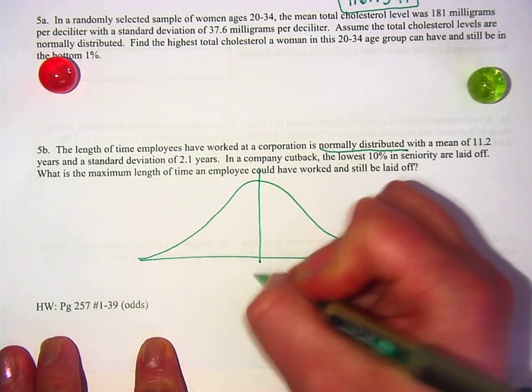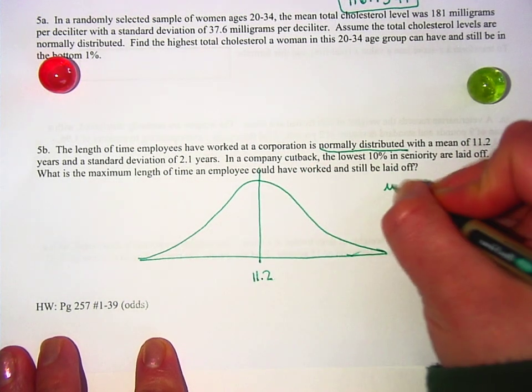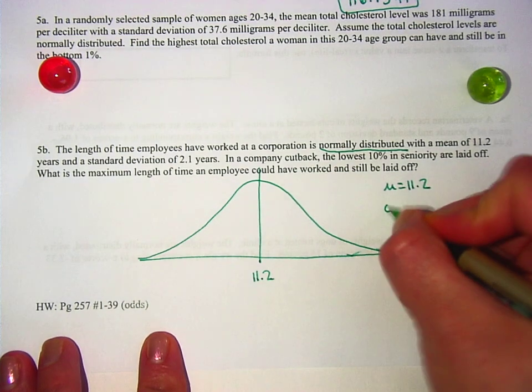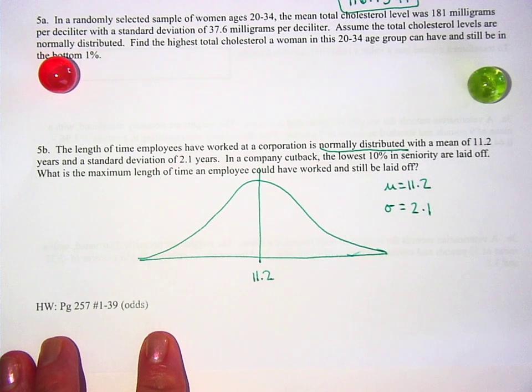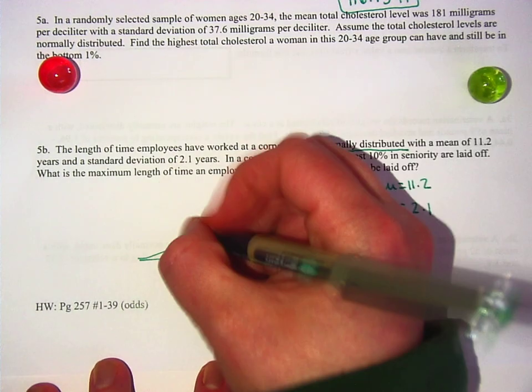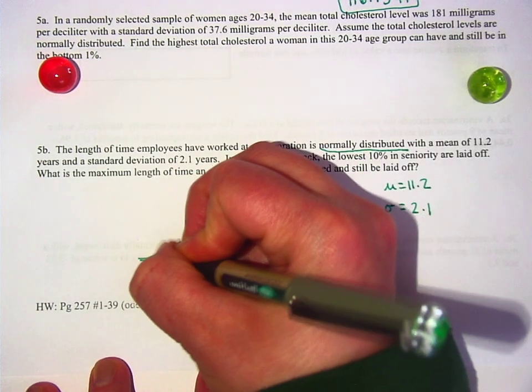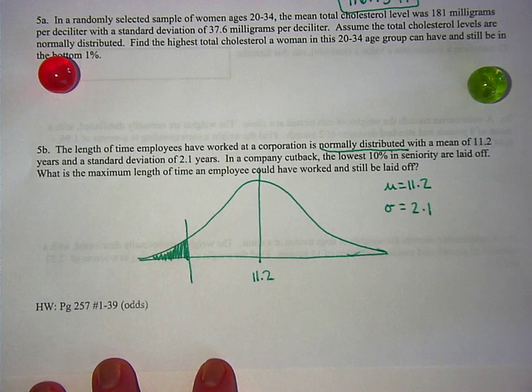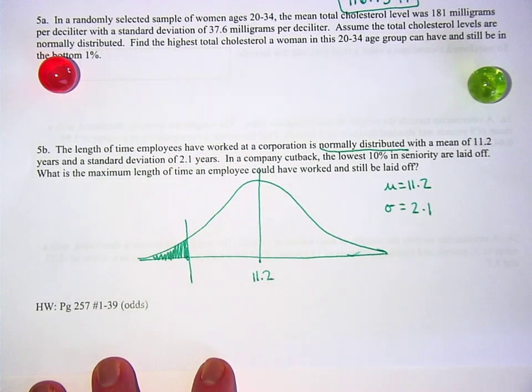It's got a mean of 11.2. I'm going to start writing down this data next to the problem to help myself out. A standard deviation of 2.1. In a company cutback, they're going to cut the lowest 10% in seniority. Sounds like our school. Here's the lowest 10%. What's the maximum length of time an employee could have worked and still be laid off? So we're looking for this line right here.